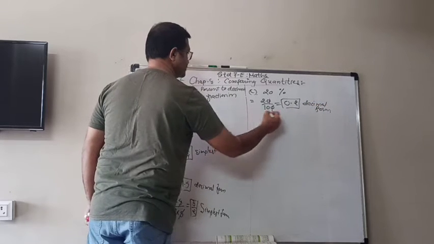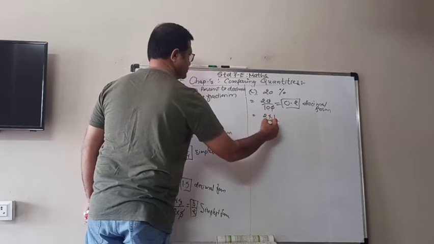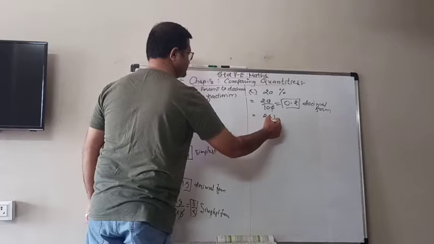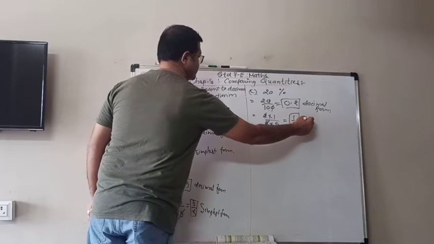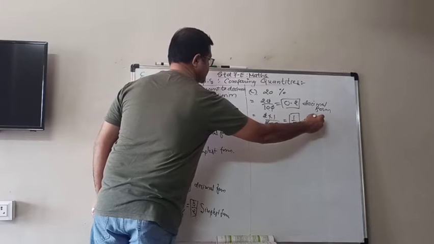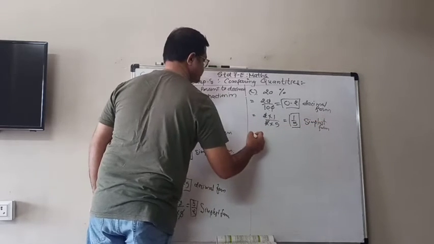And that is equal to 2 1s are 2 and 2 5s are 10. And then you get 1 upon 5. That is the simplest form.